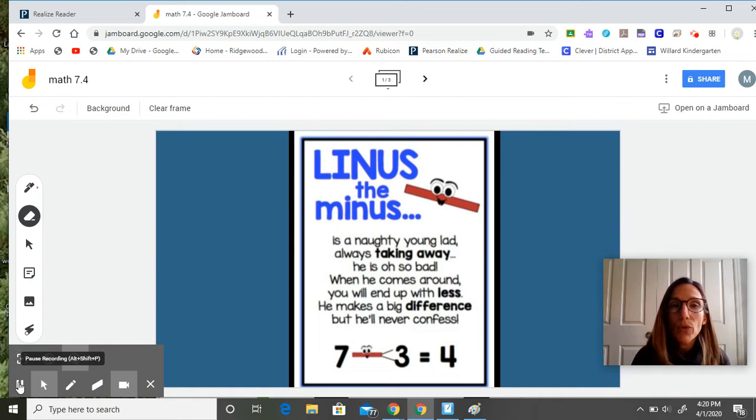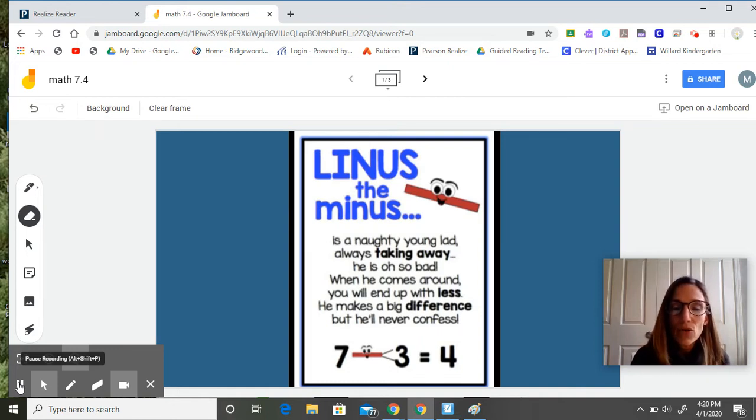So yesterday you were learning with Miss Dodd how to write a number sentence in subtraction using words. Today we are going to replace those words with a math symbol called the minus sign. Before we left school, some of you were introduced to this character, Linus the Minus, but in case you didn't, I thought it would be great to read the poem because it really helps us understand what subtraction really is. So it's called Linus the Minus.